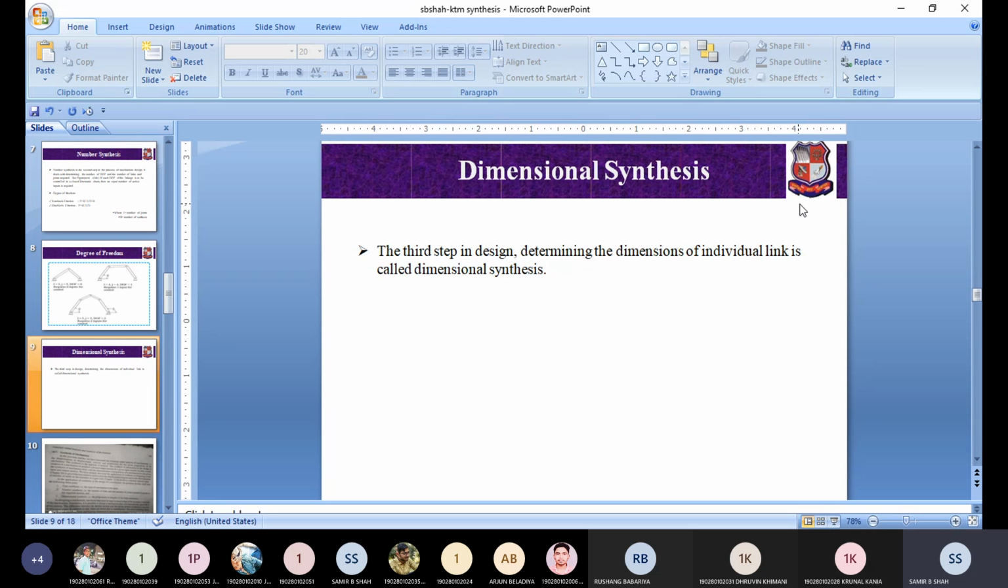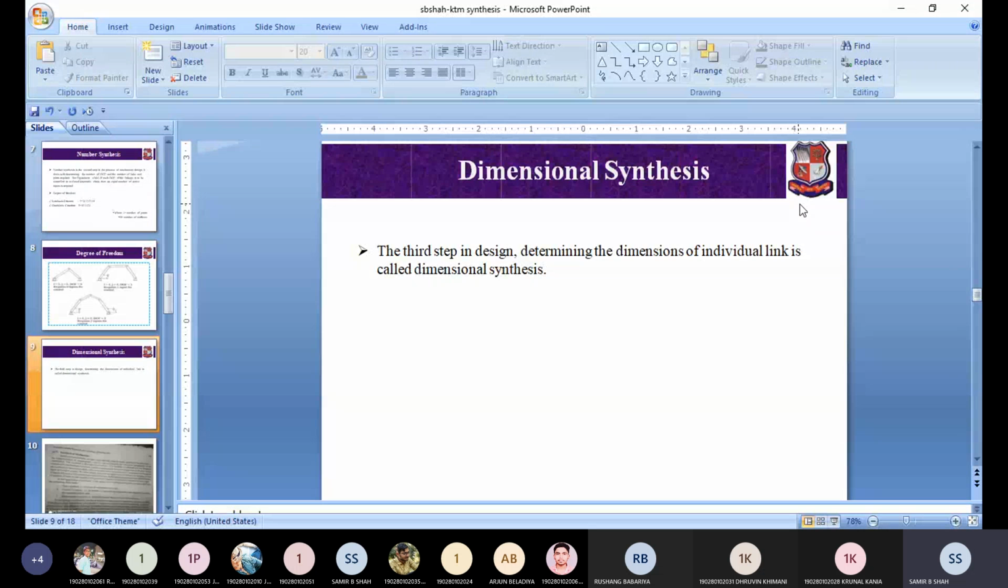One factor must be kept in mind: accuracy. Sometimes it is possible to design a mechanism that will theoretically generate a given motion, as already discussed; we have to use some equations. The difference between the desired motion and the actual motion produced is known as structural error.